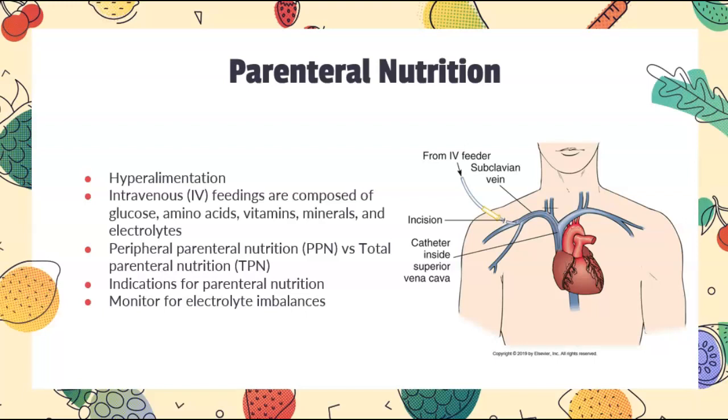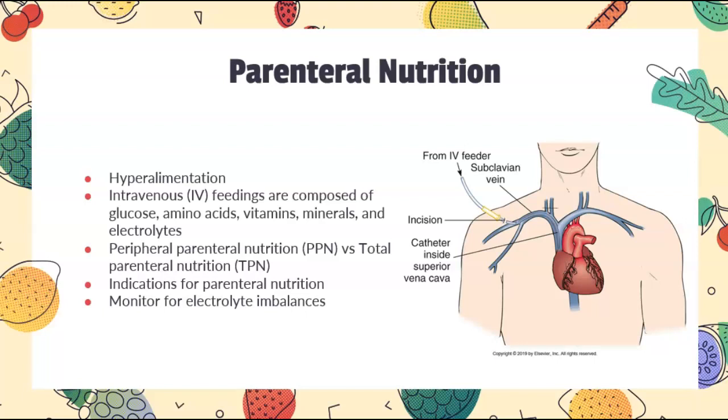Parenteral nutrition, or hyperalimentation, is intravenous feedings, usually composed of glucose, amino acids, vitamins, minerals, and electrolytes, individualized for the patient. And fats can also be given, but these are given separately. So this intravenous feeding is given through a peripheral vein, an arm or leg, or a central vein. If it is given through a peripheral vein, then it is called peripheral parenteral nutrition, or PPN. If it's through a central line, then it is called total parenteral nutrition, or TPN.